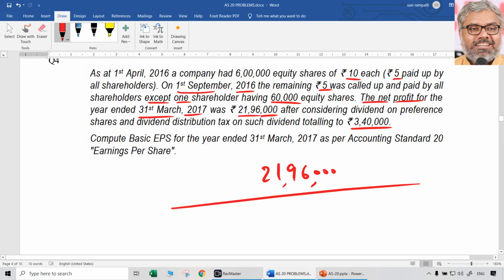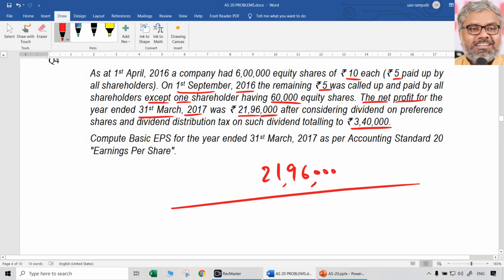Question is about the denominator. So we have to compute the basic EPS. Denominator is what is important. For that, we have to calculate the weighted average number of shares, which is not the same throughout the year because it was changing from one period to another period. So let us take one by one what is the story of these shares at a broader level.